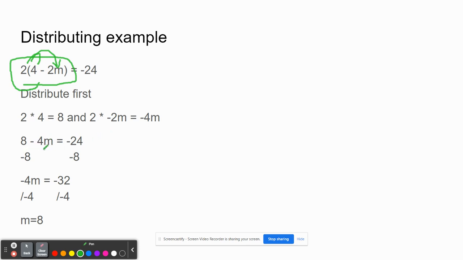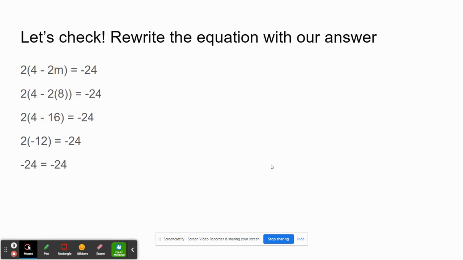Once we do that, our problem looks very much like a 2-step equation. Subtract 8 from both sides, and we are left with -4m equals -32. Divide both by -4, m equals 8. We know we can check that.